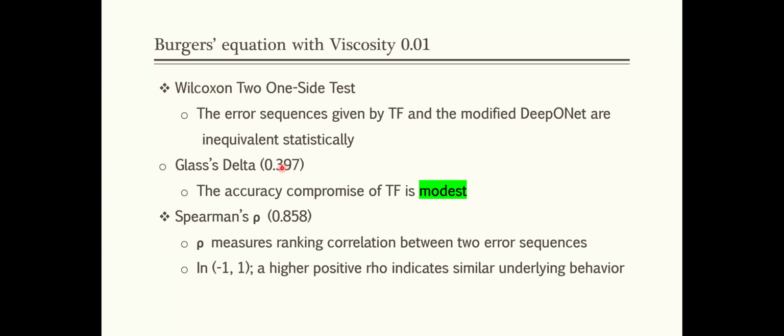Therefore, at the cost of a modest compromise in accuracy, we gain a big improvement in efficiency. I think this trade-off is acceptable. And for Burgers' equation with viscosity 10 to the minus 2, the Spearman's rho between TF and modified DeepONet is still pretty high. It is 0.858. So the error patterns of variant TF and the modified DeepONet are still pretty similar. In summary, for viscosity 10 to the minus 2, the variant TF offers a good efficiency and accuracy balance. This is consistent with our earlier observation.